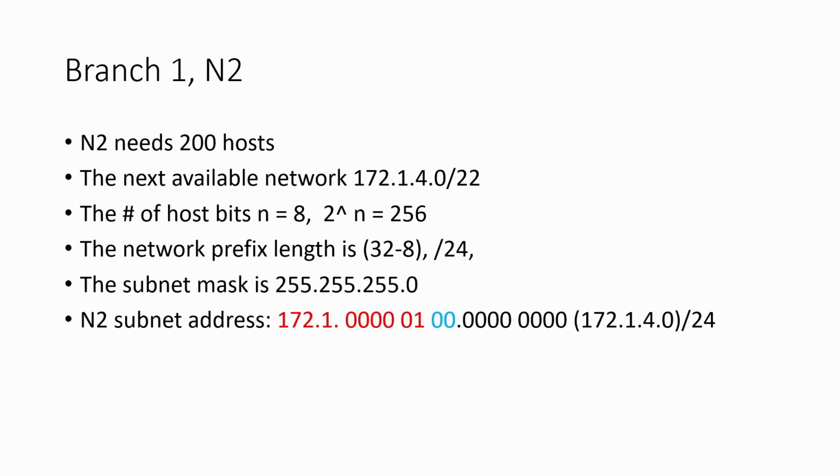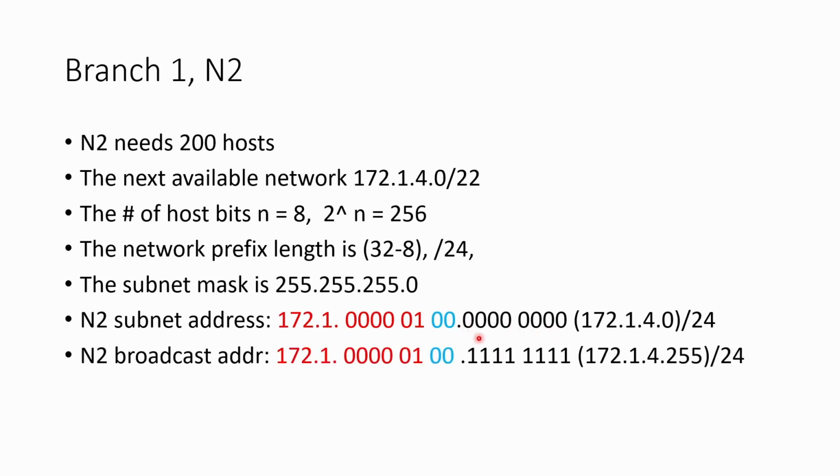So the broadcast address is when the host bits take the highest value, 1111, that's 4.255. That is the /24 network for N2. We finished site 1, branch 1. Now we need to summarize these 2 networks.